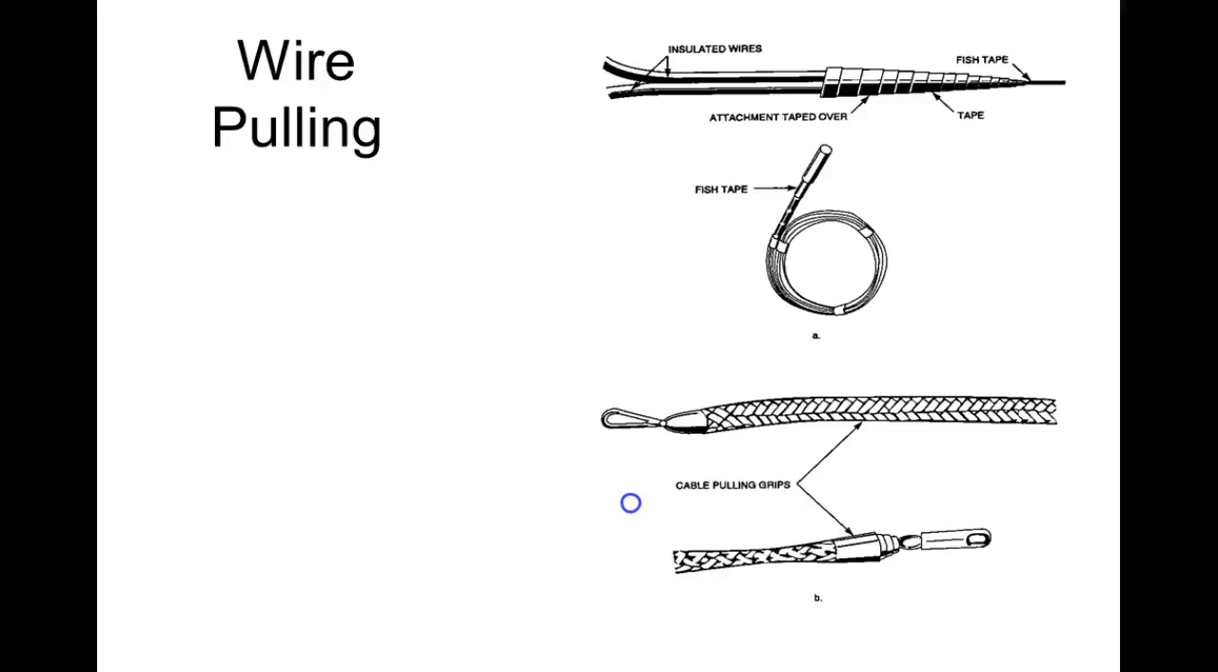And then what we do is we actually use the conductors. We'll strip the conductors, we'll hook the conductors around, we'll twist them together, we'll tape them down real good and use that to actually pull with.